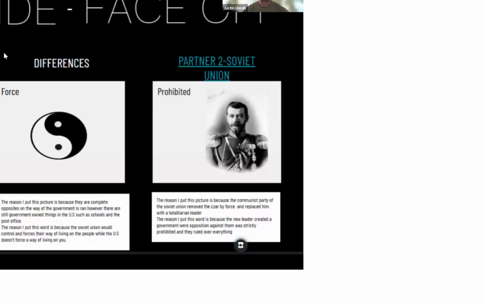This is one of my examples. So I gave them a reading on the US and the Soviet Union, and they had to compare those things, right? And had to find differences between the two. So this person put capitalism in a picture and prohibited, and the picture of the Russian Tsar.